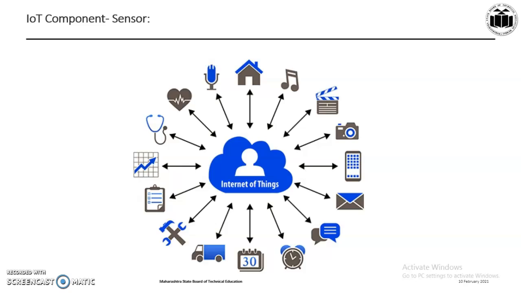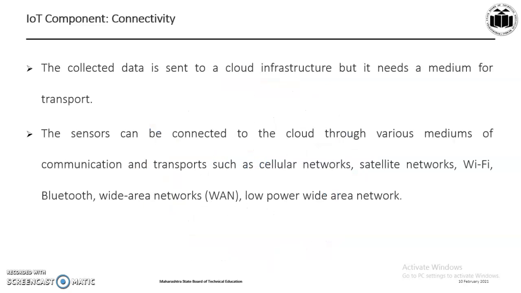So sensors are employed for different applications whose function would be to only gather data and just provide it to the further level. The second component that is being used in the IoT structure would be mainly the connectivity. The data that has been collected from the sensor will now be sent to the cloud infrastructure. But to send it to the cloud infrastructure, we require a proper medium for transport.